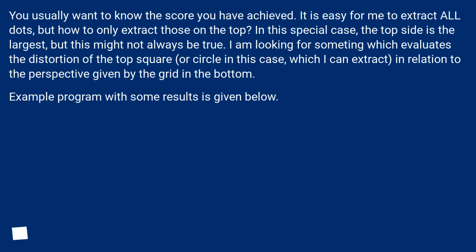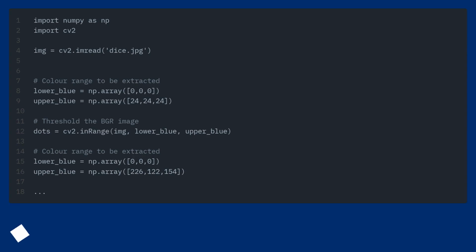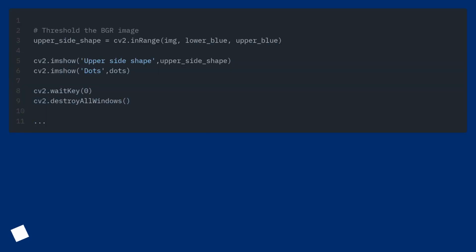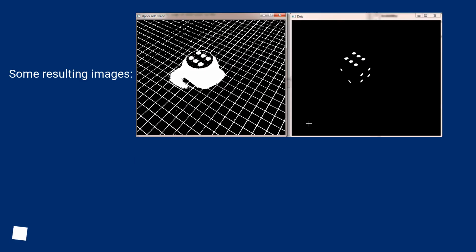I am looking for something which evaluates the distortion of the top square, or circle in this case, which I can extract, in relation to the perspective given by the grid in the bottom. Example program with some results is given below. Some resulting images.